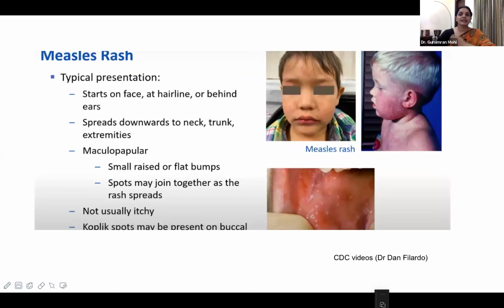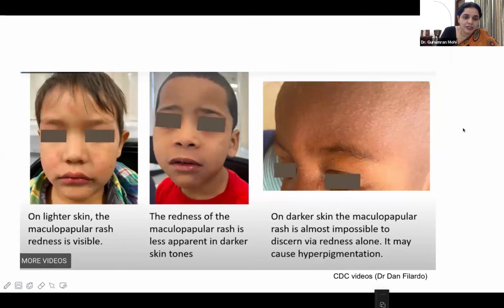The rash in measles starts on the face, at the hairline, or behind the ears, and then it spreads downwards through the neck, trunk, and extremities. The rash is usually not itchy, and Koplik spots, which are pathognomonic, may or may not be seen. In lighter skin patients, it is easier to see the rash, and in darker skin, it can be seen as hyperpigmentation.